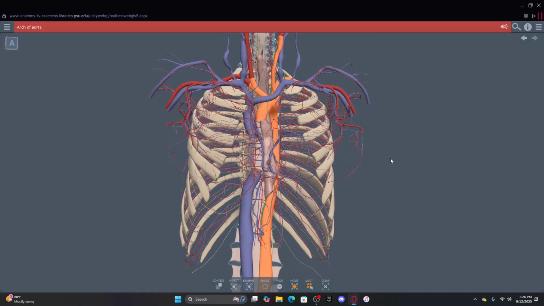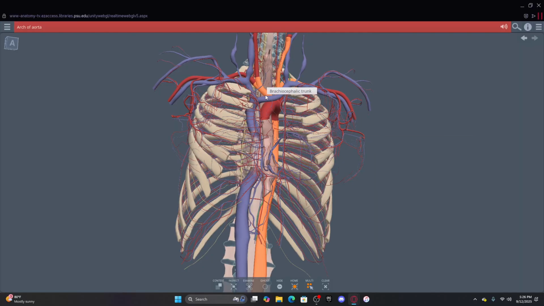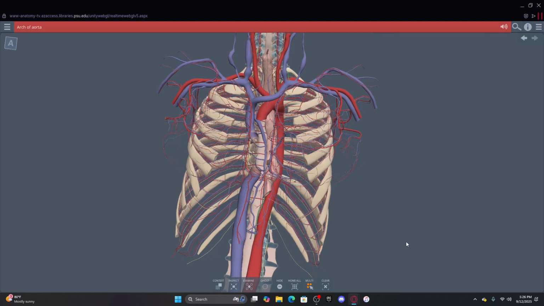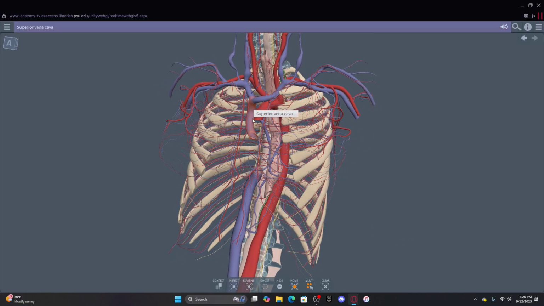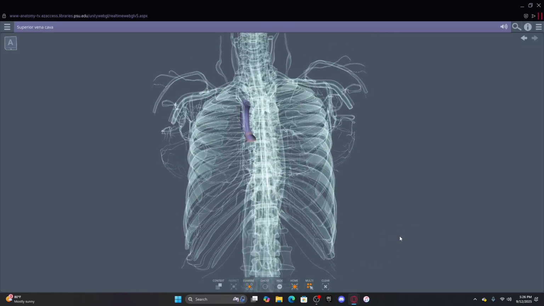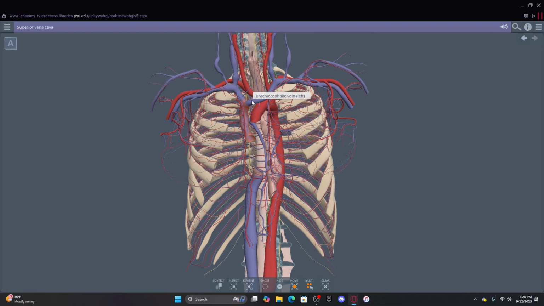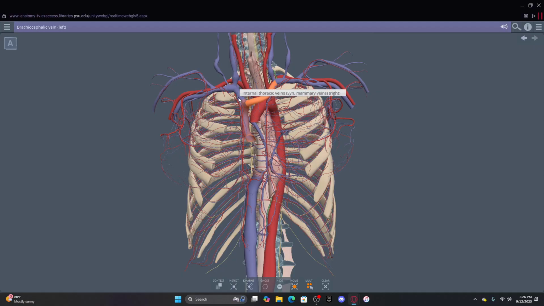Moving from there, I want to show us the branches of the superior vena cava. So let me unselect all of these structures, and we're going to move on to the branches of the superior vena cava. So that's our superior vena cava, and that branches into two veins. Our superior vena cava is a vein, of course, and I want to show you how it branches. So it branches into our right and left brachiocephalic veins.